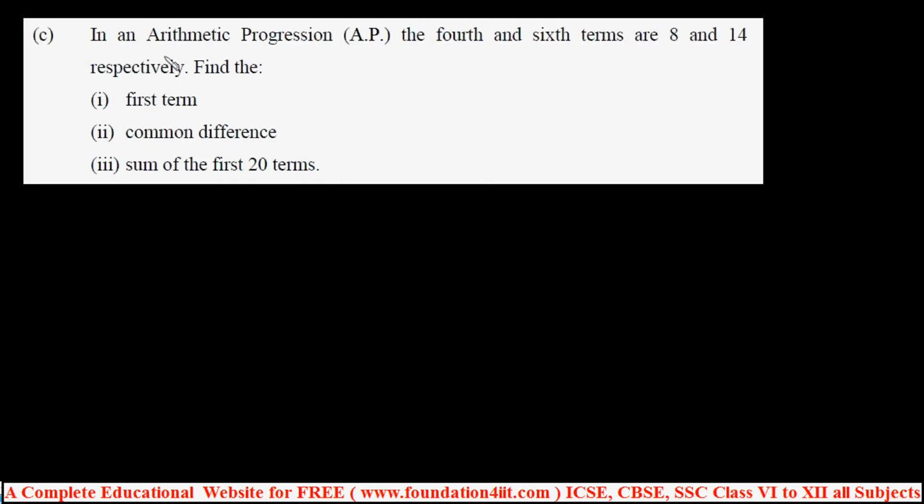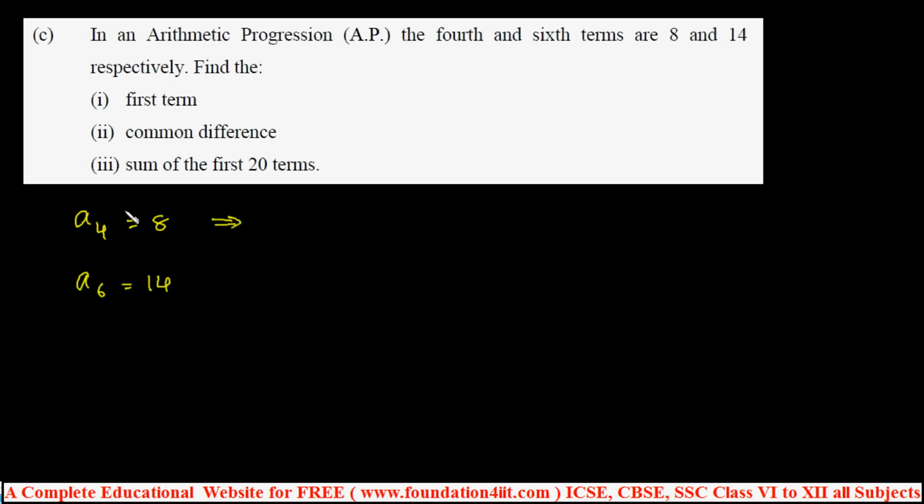In this question, in an arithmetic progression, the 4th and 6th terms are 8 and 14. We need to find out the first term, common difference, and the sum of the first 20 terms also. So according to the given, 4th and 6th terms are given. That means A4, the 4th term, is 8 and the 6th term A6 is equal to 14.